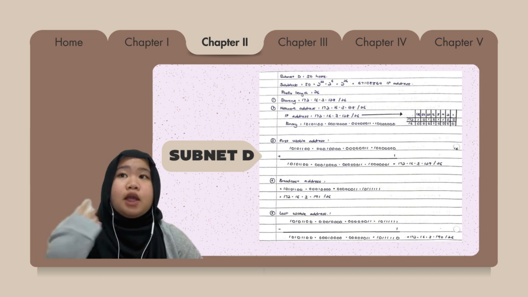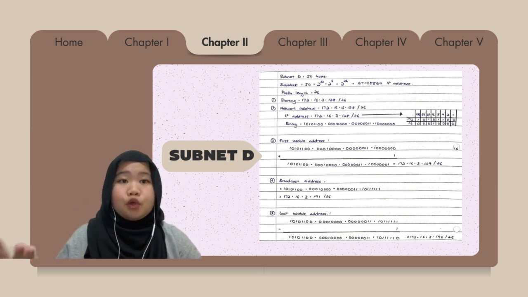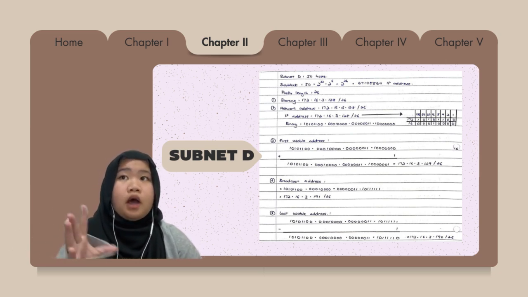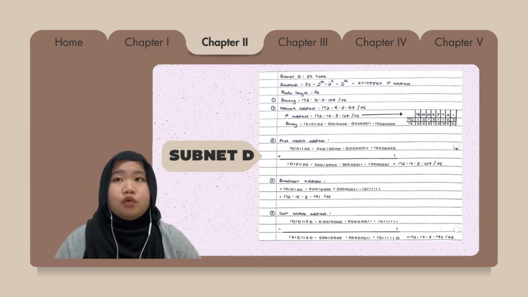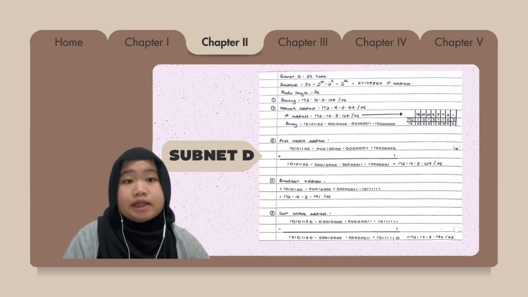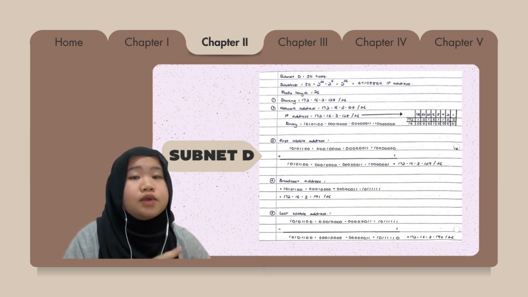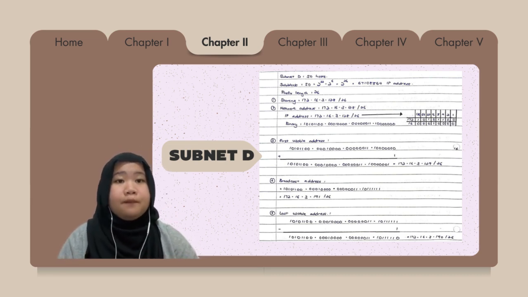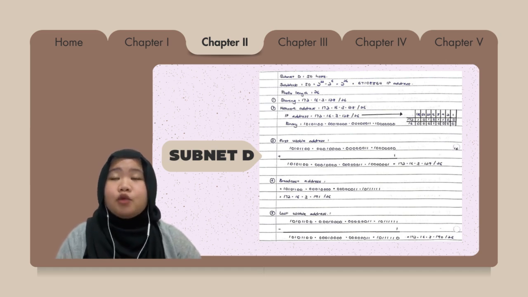So lastly, for the subnet D, which is 50 hosts, first of all, we're going to find our prefix length. With the formula as well, I'm going to pick 2 to the power of 6 because it's bigger than 50. So I'm going to put in the formula, and you will get 2 to the power of 26. That is also equals to 67108864 IP addresses. So our prefix length is 26.